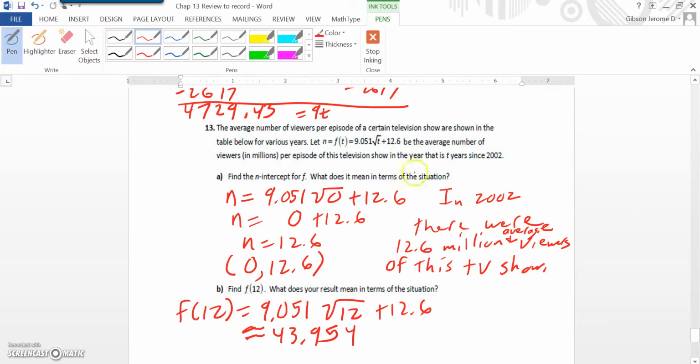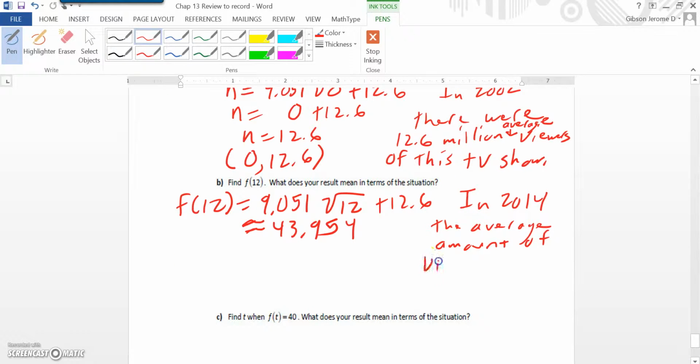We know that 12 represents the amount of years since 2002. So we would say in 2014, the average amount of viewers for this TV show was 43.954 million. That's what this means in this situation.